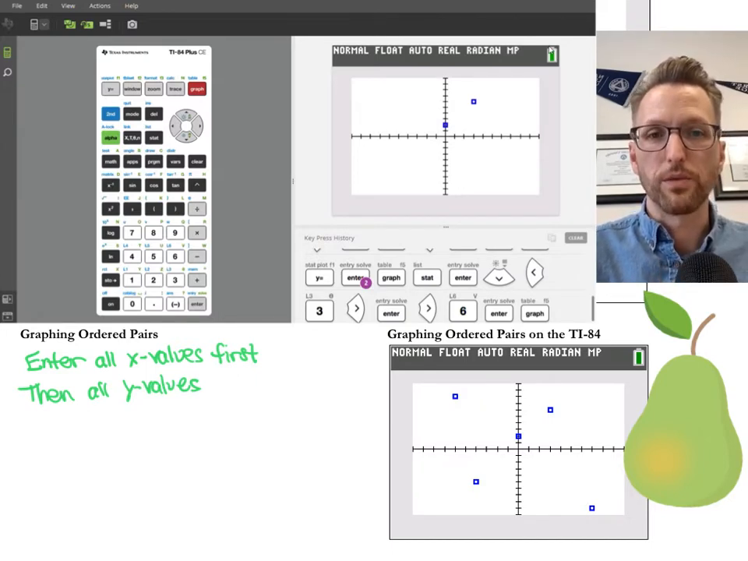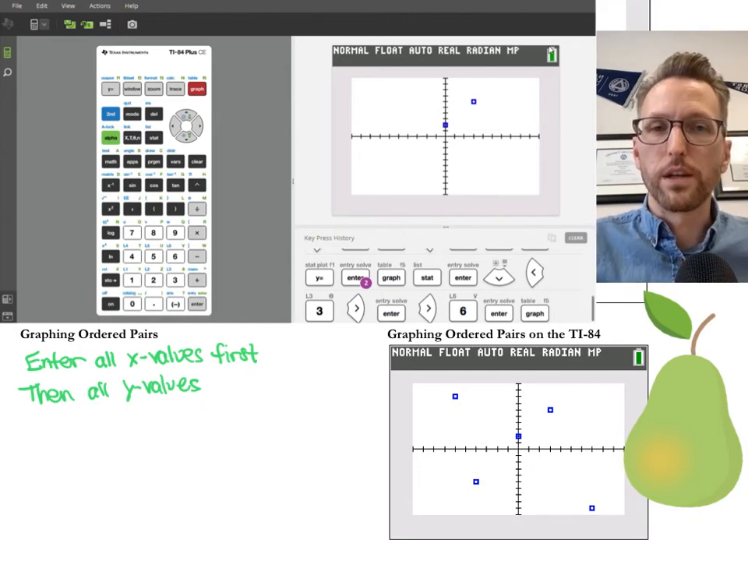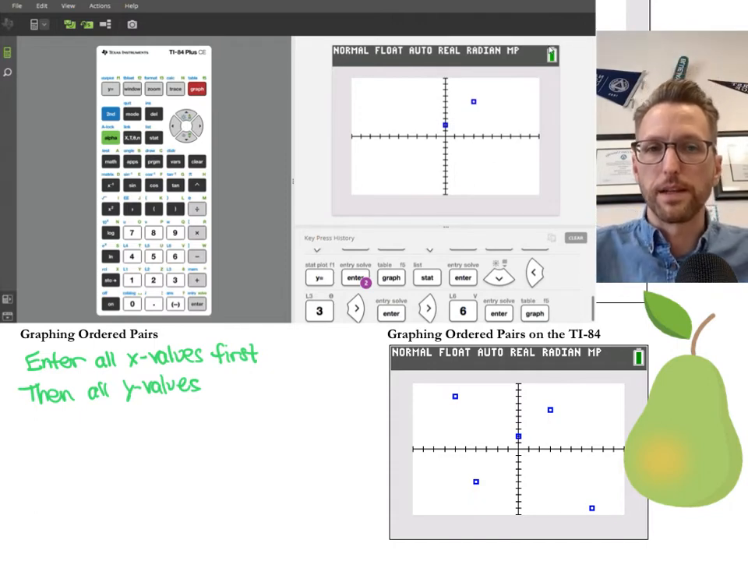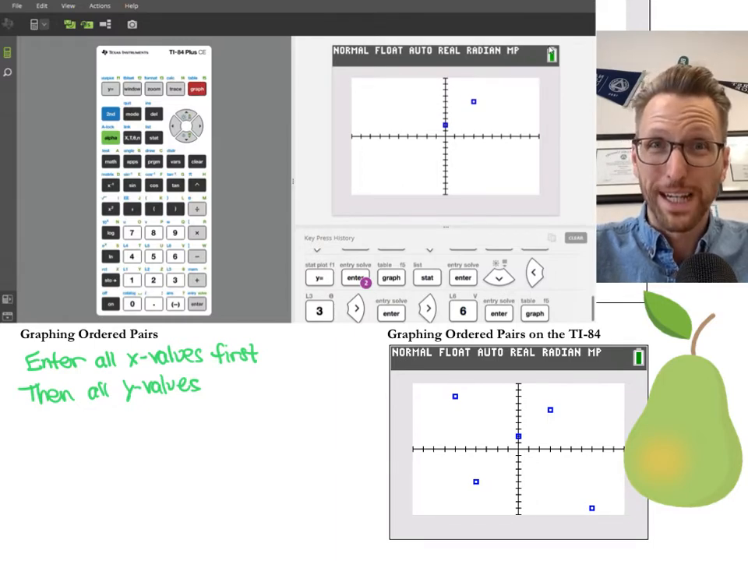But there are so many different things we could do with lists. We could use statistical analysis, or we could just work with ordered pairs, or we could compare lists as well. We could do multiple lists at a time. So that's all for the background information, and we will now check out the activity called order pairs.